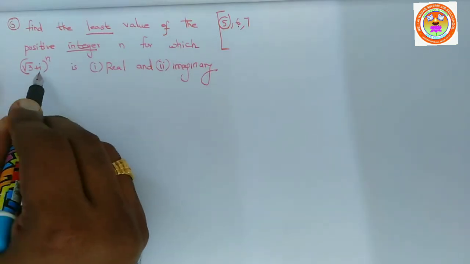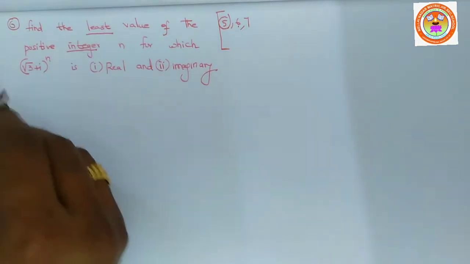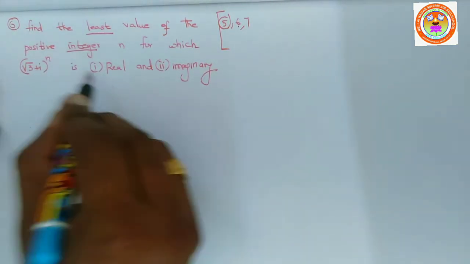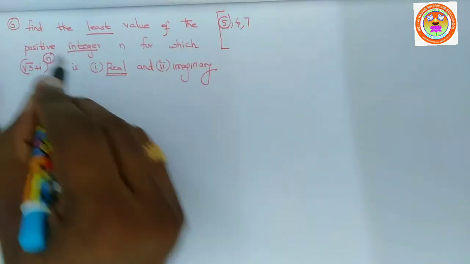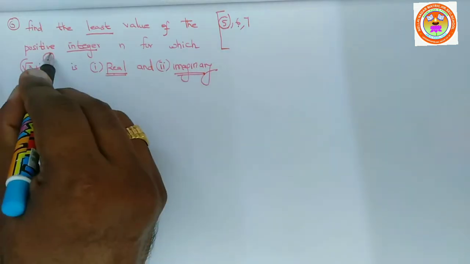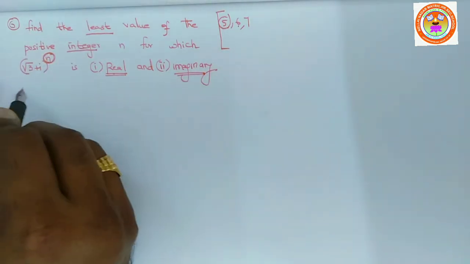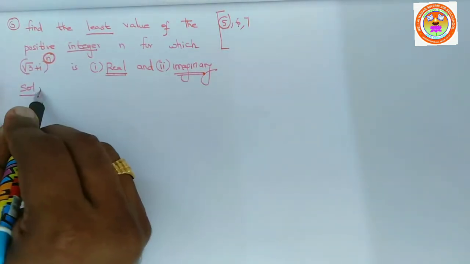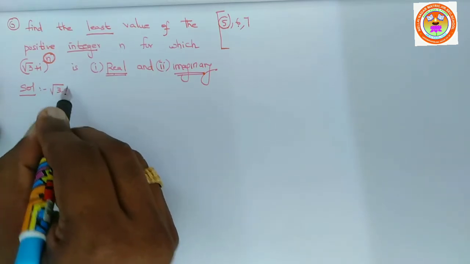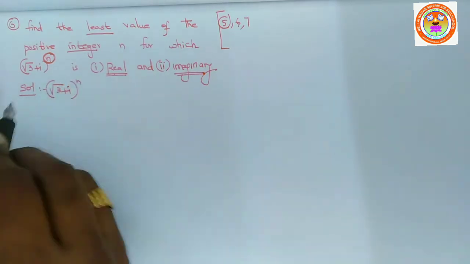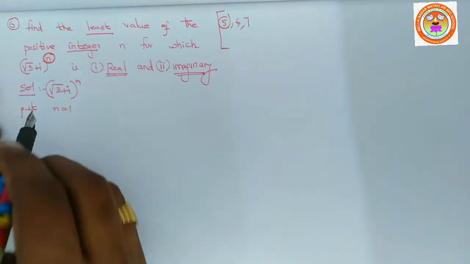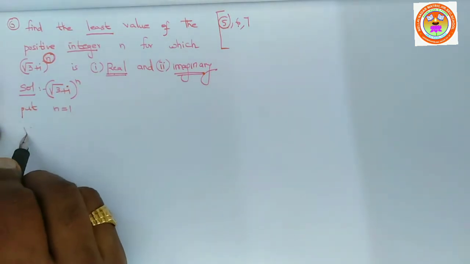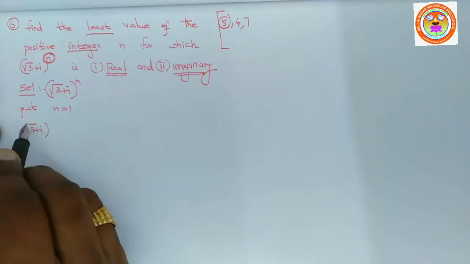For which n is (root 3 plus i) whole power n real and imaginary? So I need to prove when it is going to be real, and for which value of n it is going to be imaginary. Solution: (root 3 plus i) whole power n. First put n equal to 1. I am going to check with n equal to 1, which gives (root 3 plus i) whole power 1.